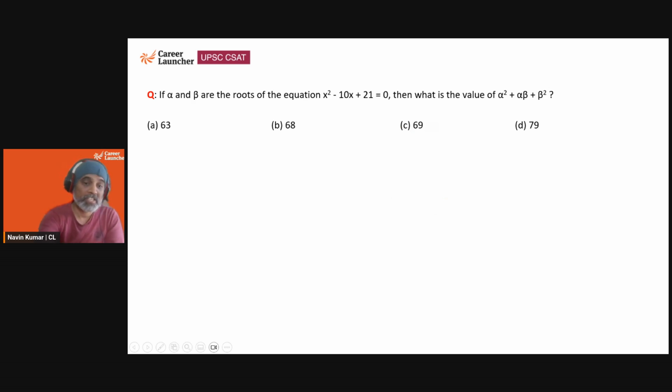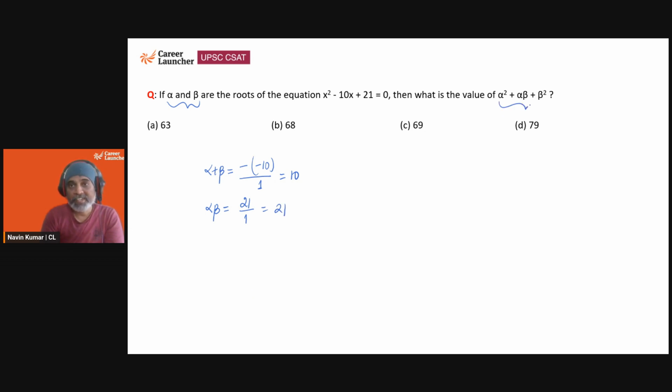Let's look at another question, which is a little more difficult than the standard ones because it's based on algebra. If alpha and beta are the roots of the equation x square minus 10x plus 21 is equal to 0, then what is the value of alpha square plus alpha beta plus beta square? So whenever you are given the 2 roots of a quadratic, the sum of the roots is given as minus of the coefficient of x upon the coefficient of x square. So this is nothing but 10. Product of the roots, that is alpha beta, is given as the constant term, which is 21 here, divided by the coefficient of x square, which is 1, so it is 21.